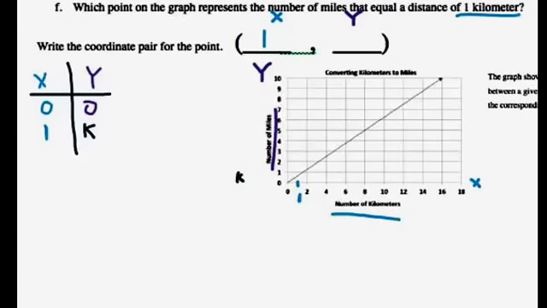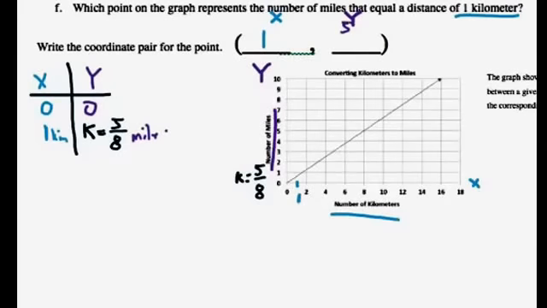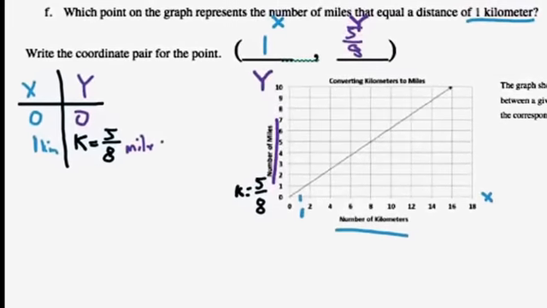So in this relationship between miles and kilometers, what is k? K, as we know from earlier questions, is 5/8. So for every 1 kilometer you travel, you travel a fraction of a mile, 5/8 mile. So when x is 1, y is 5/8, the constant of proportionality.